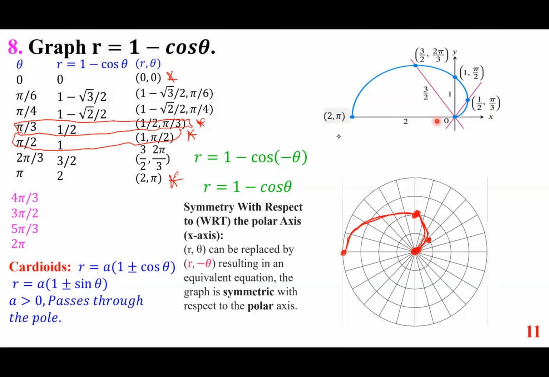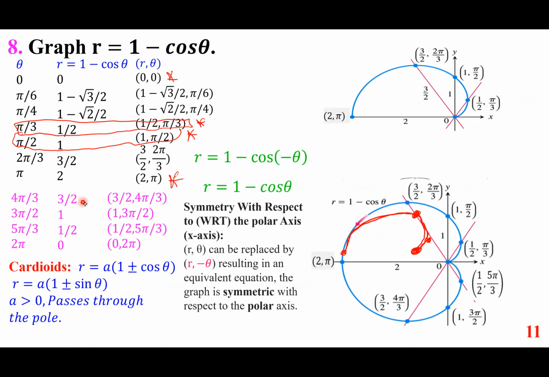For the second half, you can plug in 4 pi over 3, 3 pi over 2, 5 pi over 3, 2 pi, and in the same manner, you can calculate it. Those are all easy numbers. And so, for example, 4 pi over 3 has the same cosine magnitude as pi over 3. It's positive 1/2, and in the third quadrant it makes it negative 1/2. So 1 minus negative 1/2 makes it 3/2. So on and so forth. And this is the second half.